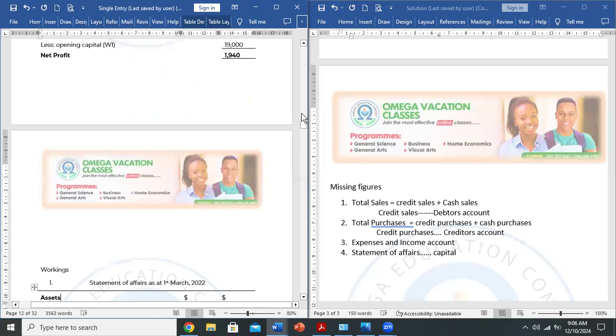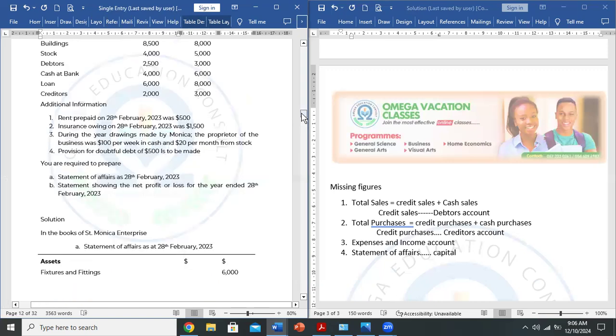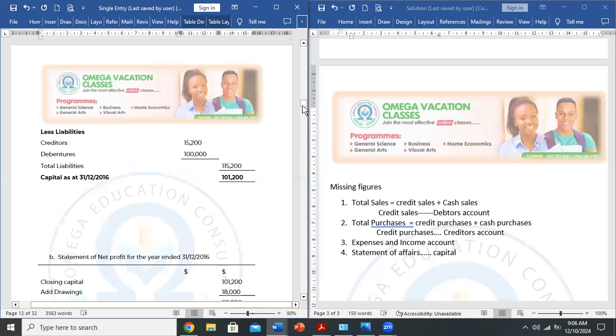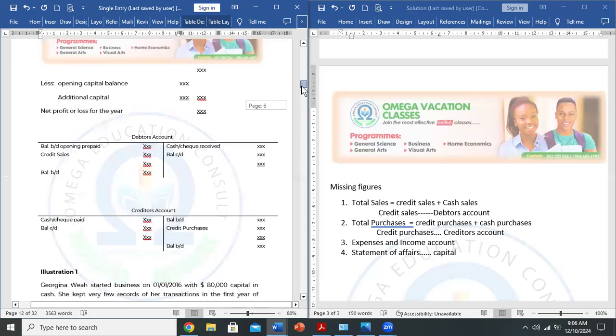Please, if there are questions, draw my attention to it. Okay, I think I would have to go down for the illustration I'm looking for.